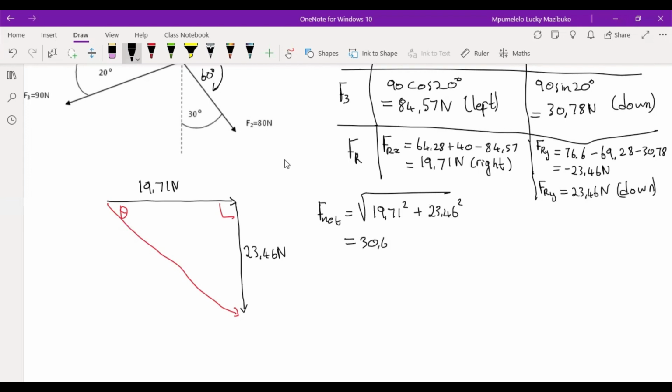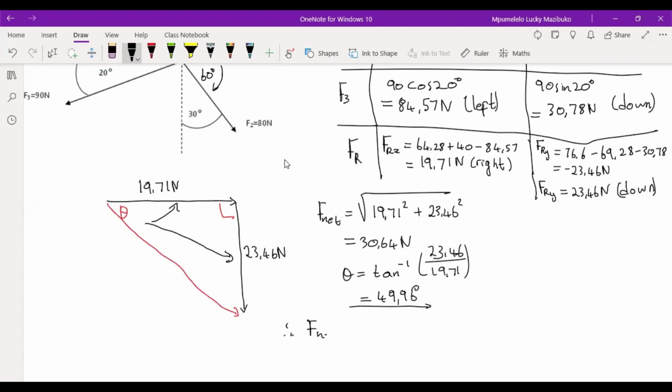30.64 newtons, and the angle theta will be the arctan of the opposite, in this case, opposite according to my diagram, 23.46 over the adjacent, 19.71, and you're getting 49.96 degrees, meaning that F net is equal to 30.64 newtons at 49.96 degrees.